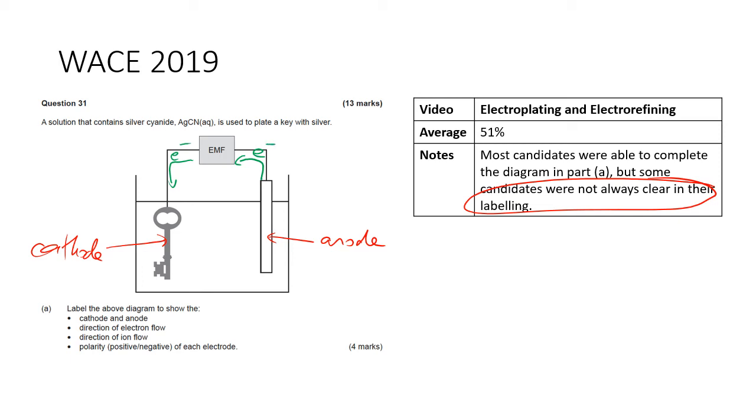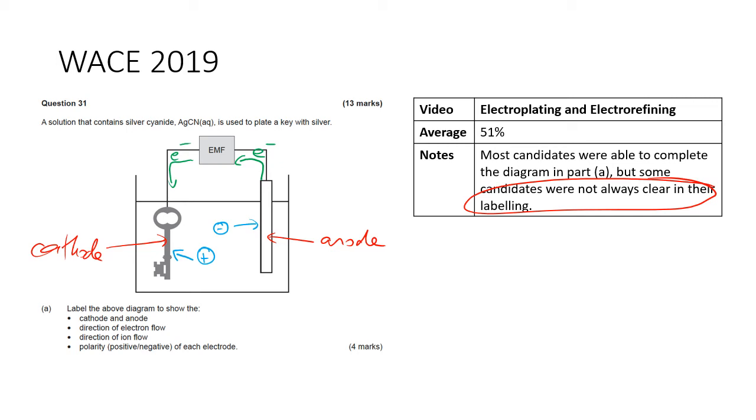Okay, so you can show the direction of the electron flow and the direction of ion flow. So let's have a think. As the electrons enter the key, it gets more negative, so therefore it has to balance out and have positive things going that way. So the positive ions go that way, and the negative ions go that way.